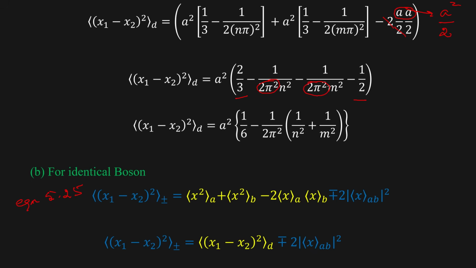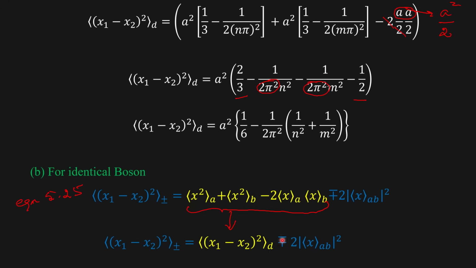This we have seen. This entire three-term expression is nothing but the expectation value of the square of the distance between particle 1 and 2. We can represent this as the expectation value of (x1 minus x2) whole squared, and this is for distinguishable particles.